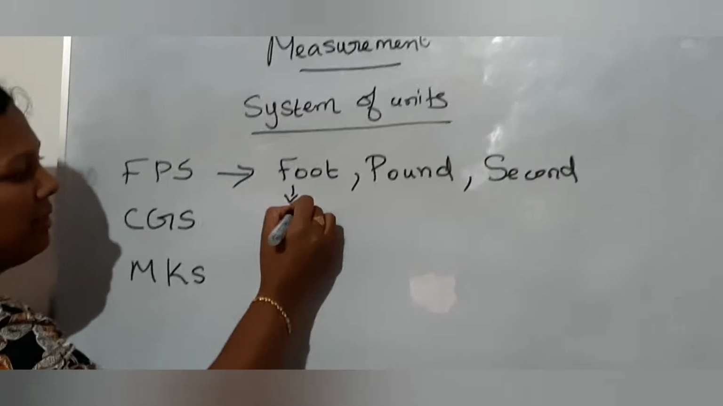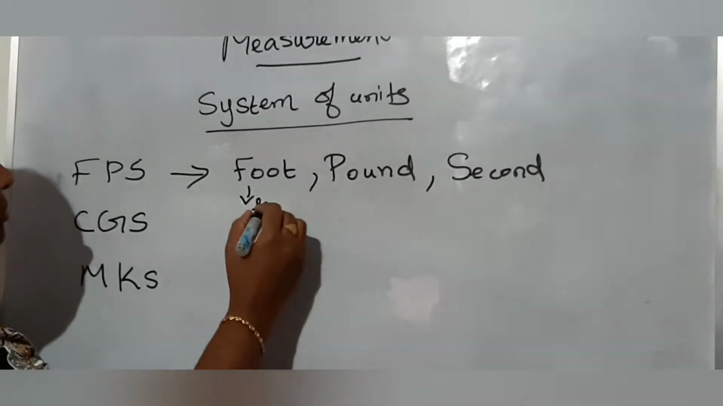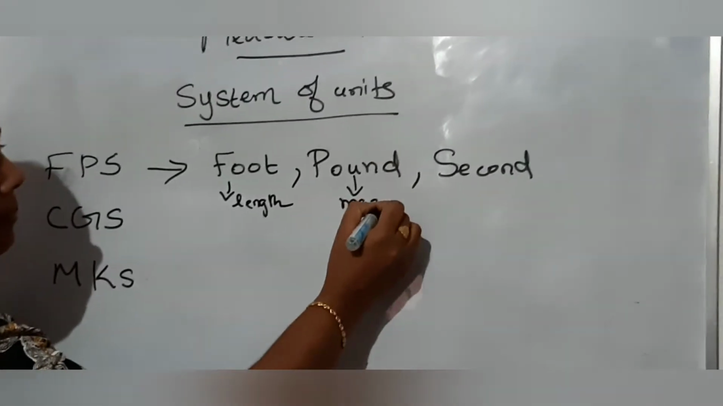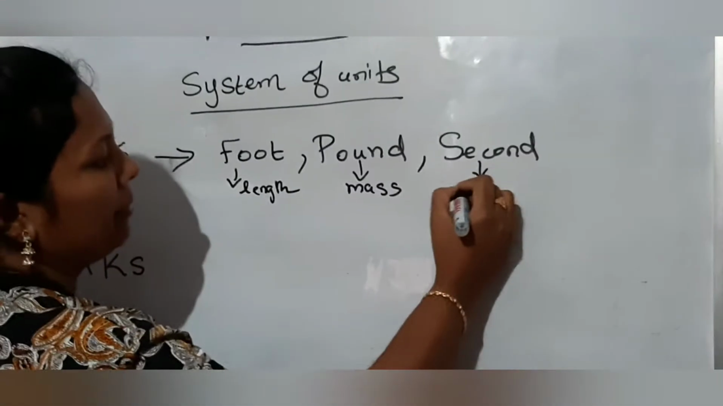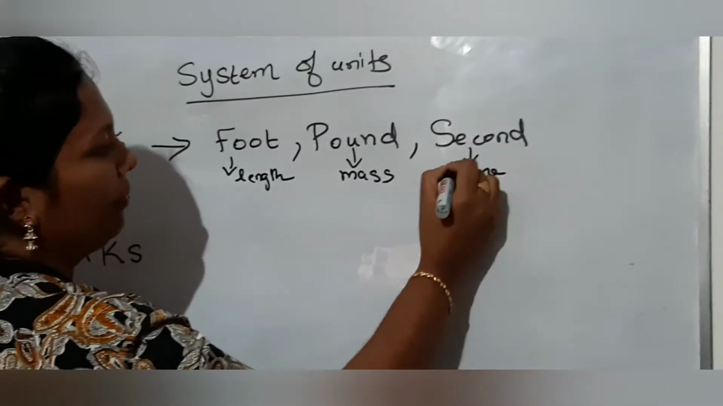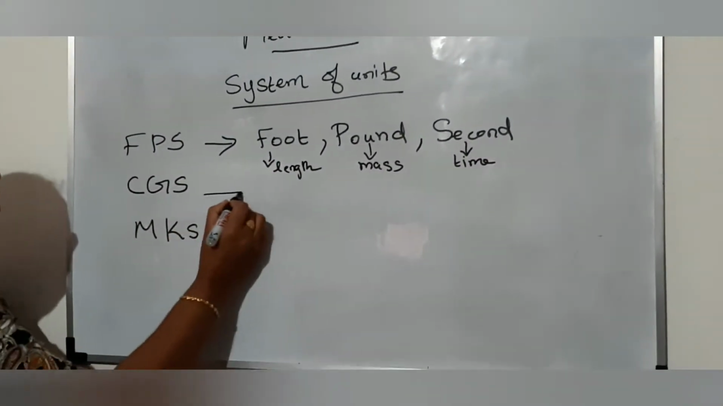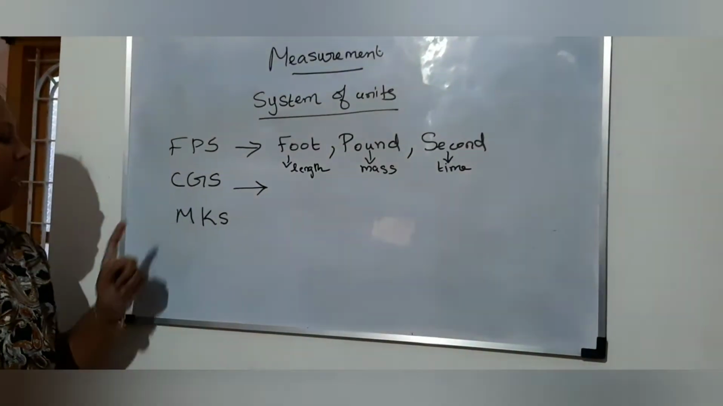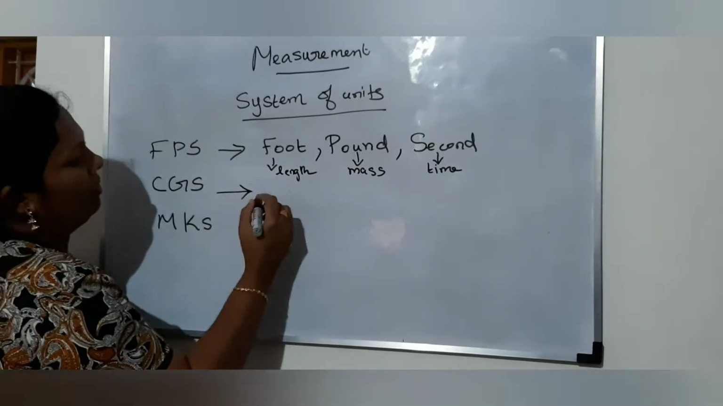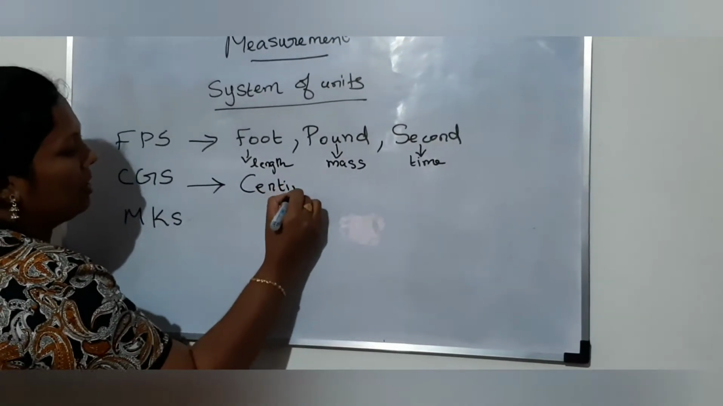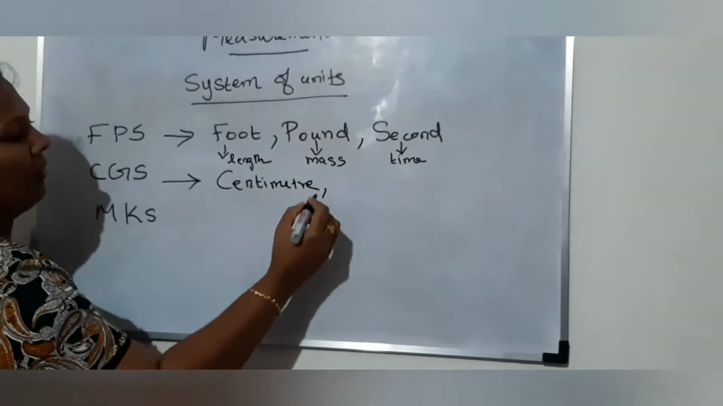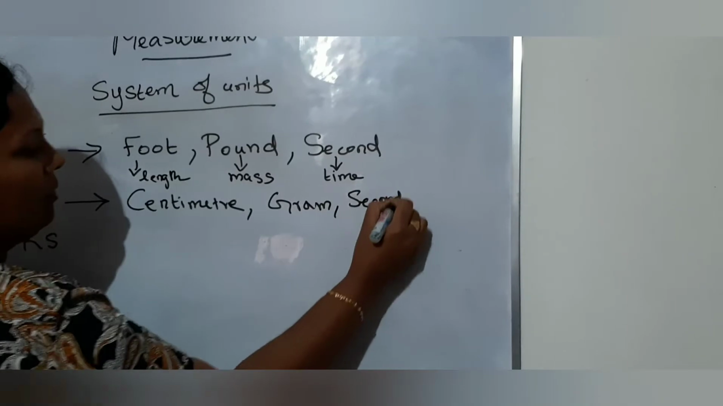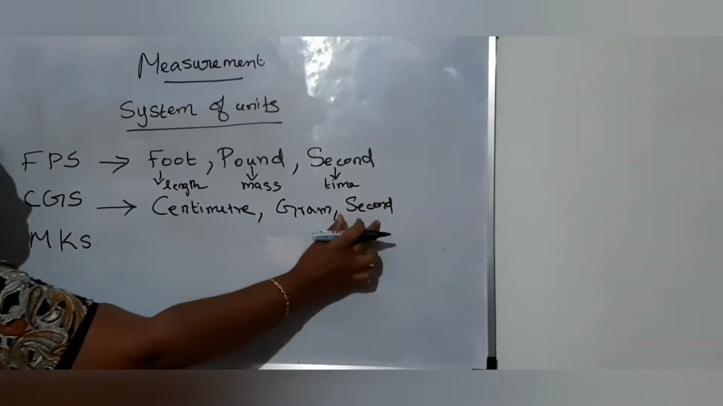This foot is for length. Pound is for mass and S is for time. Similarly, in CGS system, CGS denotes centimeter, gram and second. This is also for length, mass and time.